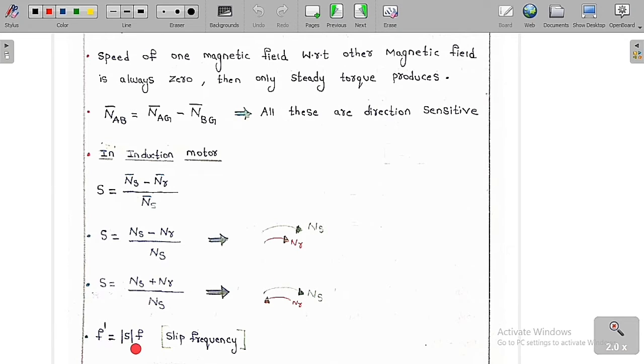Then f dash is equal to s into f. Always you have to take the magnitude of this s, the positive value only. So f dash is equal to s into f. It is called the slip frequency. So this is called the rotor frequency or the slip frequency, f is called the applied frequency, and s is called the slip. So slip in terms of frequency is also called the slip frequency in general, or the rotor frequency or the frequency of the induced EMF or induced currents. So f dash is equal to s into f. Always take the absolute value of s only.